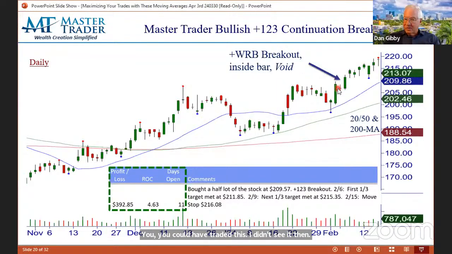But here, a wide range closing breakout. I now have 20 above the 50, above the 200. I have an inside bar. This is what we call a 1, 2, 3 continuation. And just a beautiful swing trade, price void, nothing to the left.